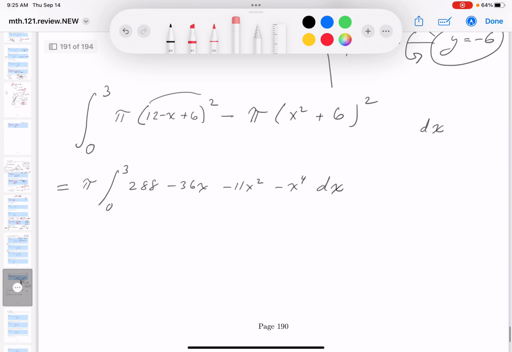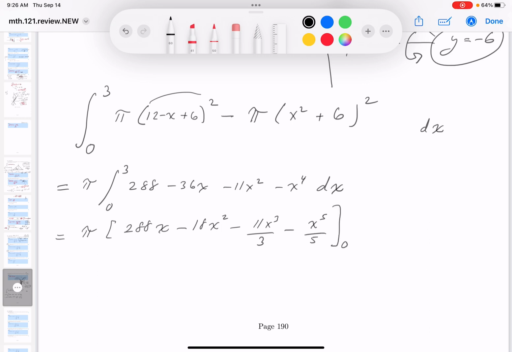And what am I going to do now? I'm going to integrate it, one step at a time. It looks like it might be some work. Pi, 288x minus, well, that'll be an x squared. You divide by 2, what do you get? 18. Minus 11x cubed over 3 minus x⁵ over 5. And this is going to be from 0 to 3.